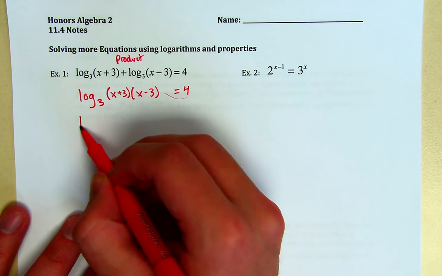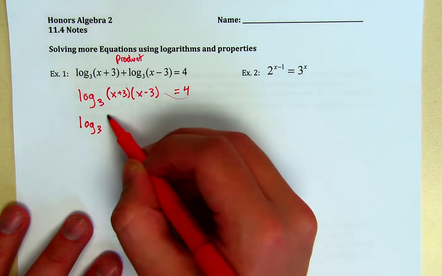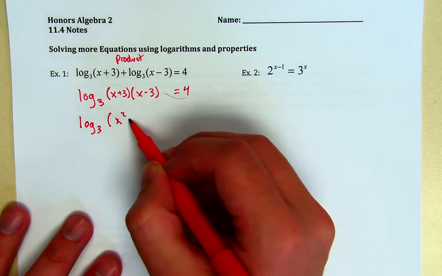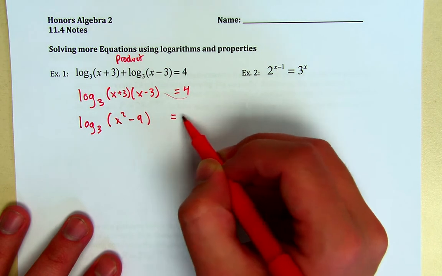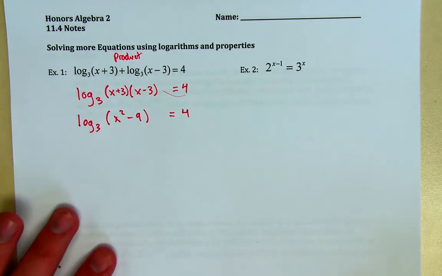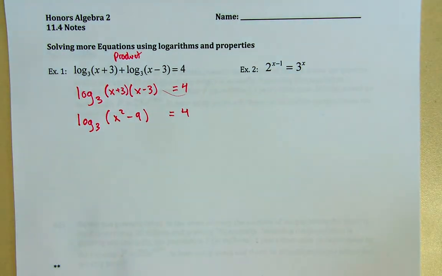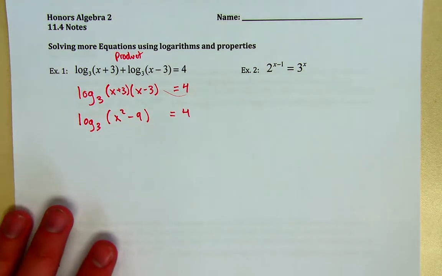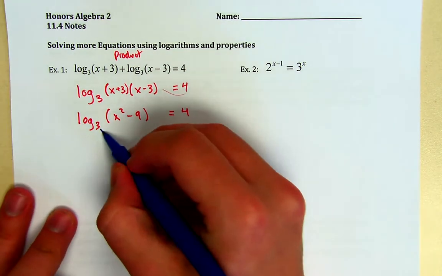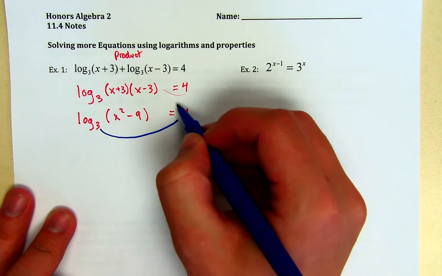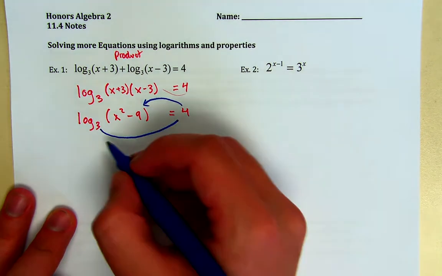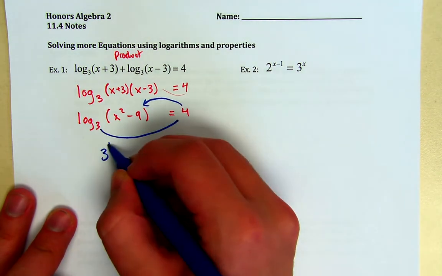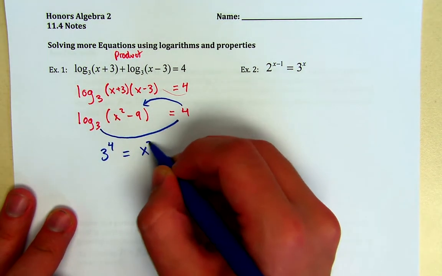So multiplying out, we have log base 3, and this is going to be x squared minus 9. You should realize that those binomials are conjugates of each other, so the linear terms will cancel to 0. Now that I have one single logarithm, I can solve this by changing form. I'm going to take my base, which is the exponent to the answer. So base 3 to the exponent 4 is x squared minus 9.